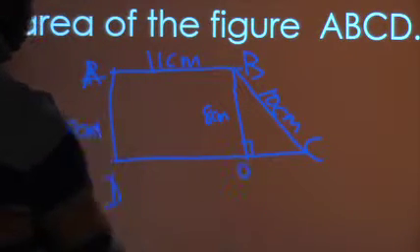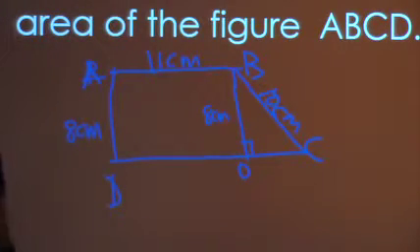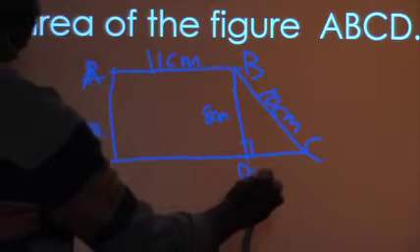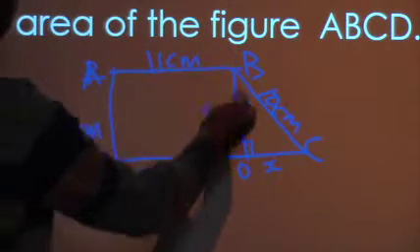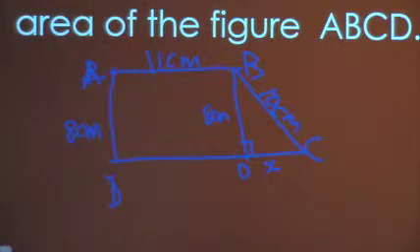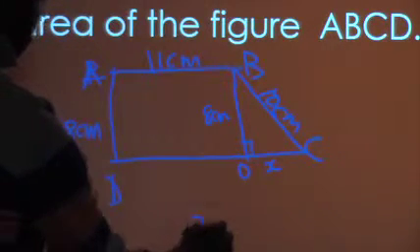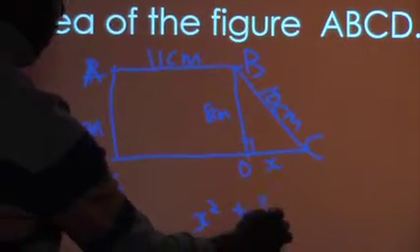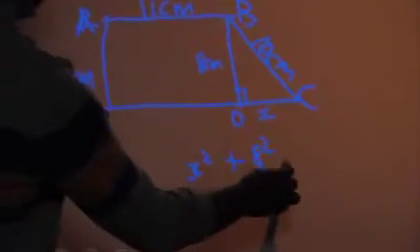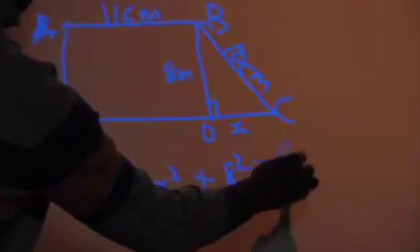So we can proceed to finding the length of that side right here. Let me just call this O over here. So we can find OC. How can we find OC? Let's call OC X. So what we have here is, again, a right triangle, and the two legs would be 8 centimeters, and the other one is X. So we can do X squared plus 8 squared equals to what? 10 squared.